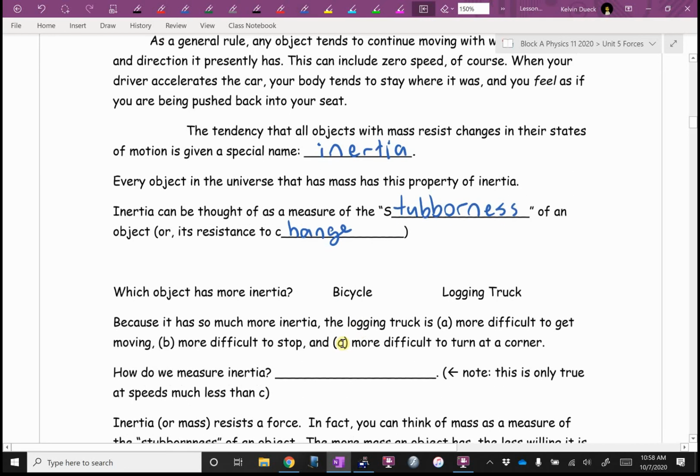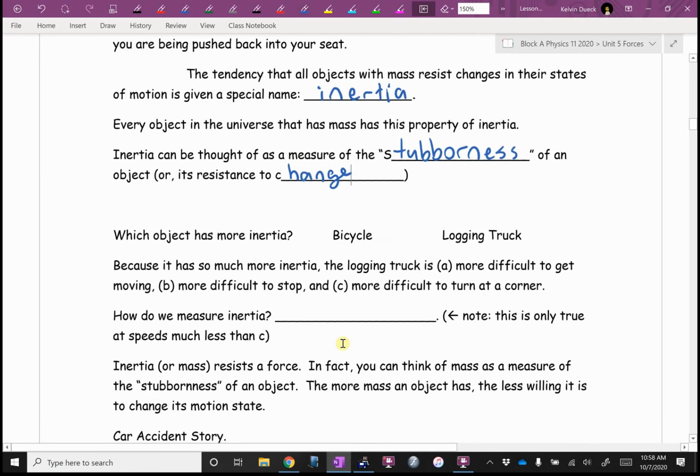What has more inertia, a bicycle or a logging truck? Be obvious. The logging truck has more inertia. It is more difficult to get moving, more difficult to stop, and more difficult to turn around a corner. Because all of those require an unbalanced force, and it's got so much inertia, it needs a big unbalanced force.